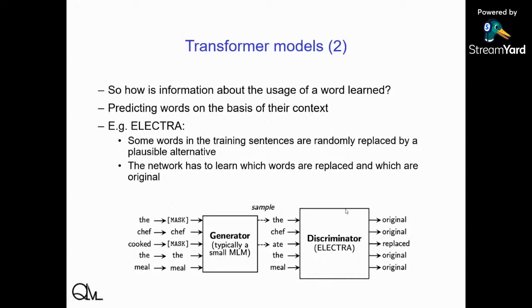And if the model succeeds at this task, this means that it has learned a lot of information about the usage of words. So, for example, if it can correctly predict that ate is a replacement, it knows that chefs are people that do cooking, for example. So in this way, the model learns a lot of information about the usage of specific words.